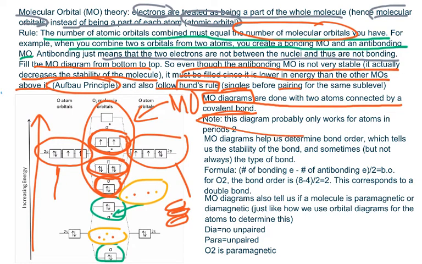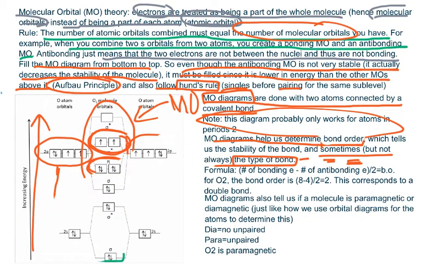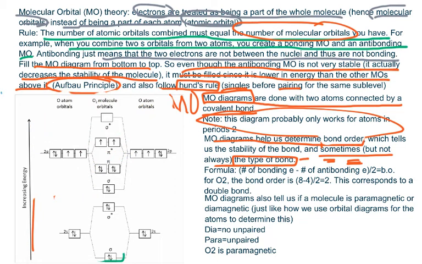And this is what I said over here. Now, MO diagrams help us determine something called the bond order, which tells us the stability of the bond and sometimes, but not always, tells us the type of bond, which is single bond, double bond, or even a triple bond. So before we continue, let's erase all this and talk about how this MO diagram was created.